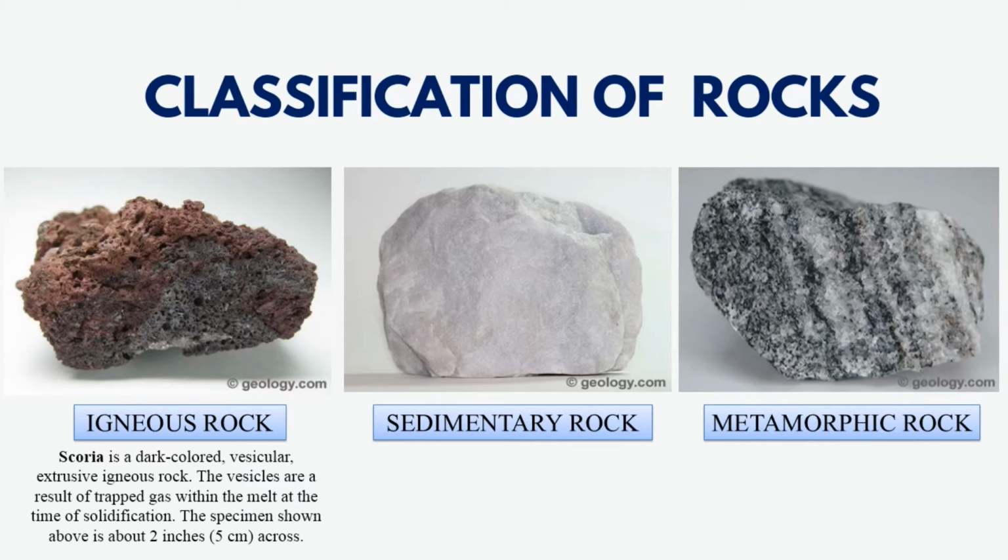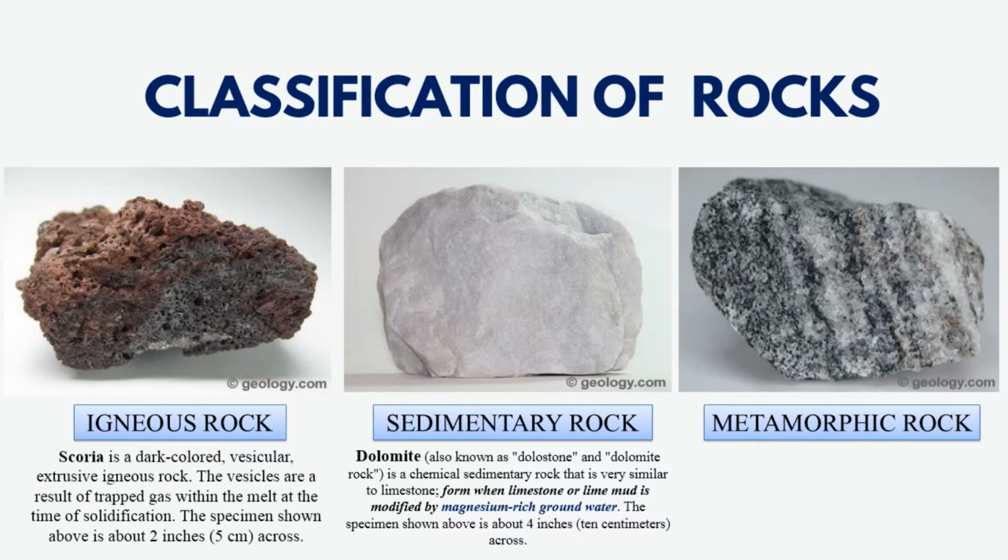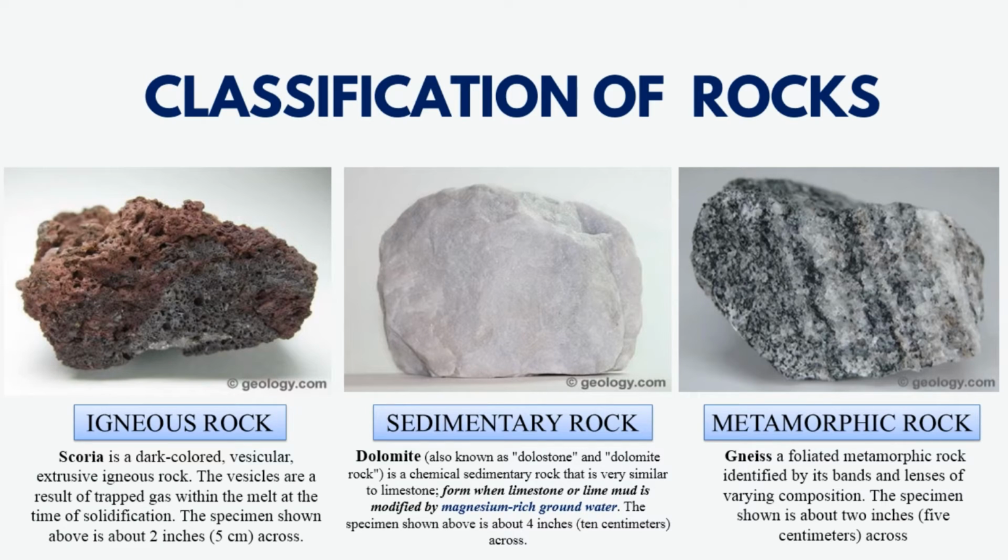For the igneous rock, we have here the scoria that exhibits vesicles. For sedimentary rock, we have here the dolomite as an example. Dolomite is formed when limestone is exposed to groundwater containing magnesium. Next, we have the metamorphic rock. We have here gneiss, which is an example of foliated metamorphic rock.